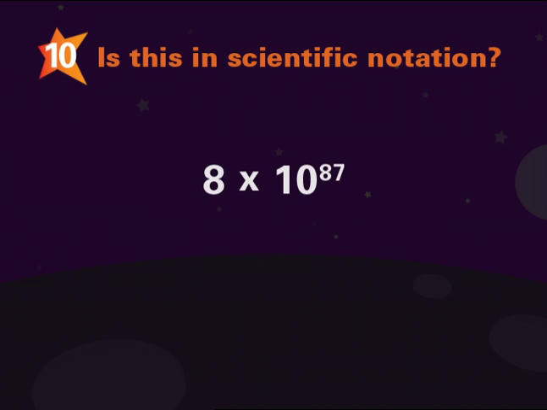In problem 10 of your lesson notes, tell whether the number is written in scientific notation. 8 times 10 to the 87th power. Yes, this is a number in scientific notation. 8 is at least 1, but less than 10. 10 to the 87th power is a power of 10 with an integer exponent.